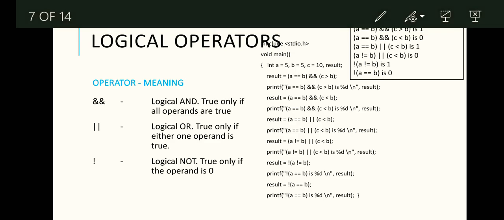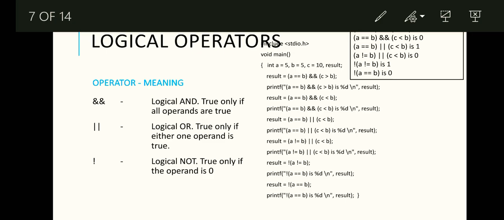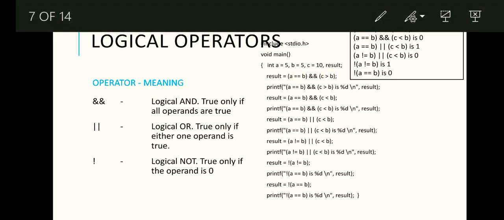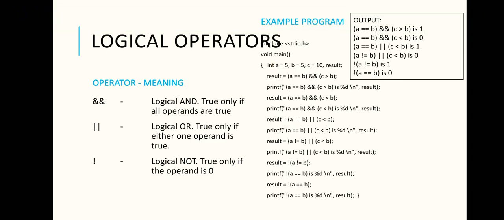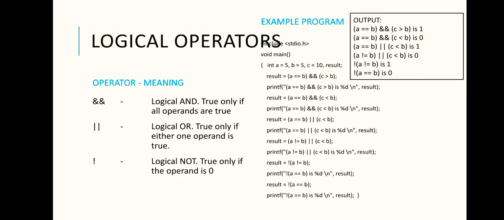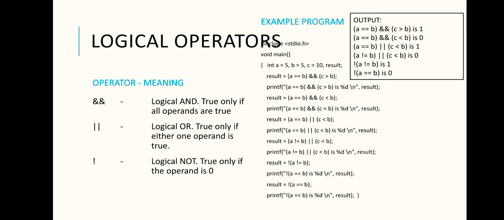Here we have A equal to 5, B equal to 5 and C equal to 10. Here we are evaluating 2 conditions: A is equal to B and C greater than B. Let's evaluate the first condition and check whether A is equal to B. Yes, as A is equal to 5 and B is equal to 5, both are equal. And C, which is 10, and B, which is 5, this condition is also true. As both the conditions are true, the result is also true. So we have the output as 1.